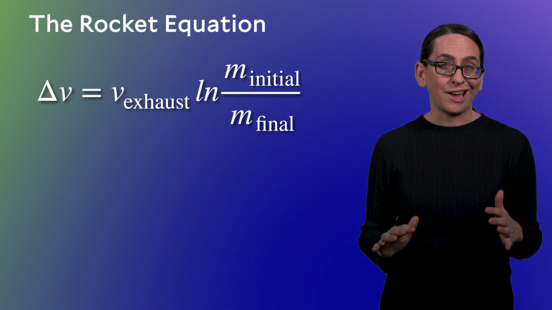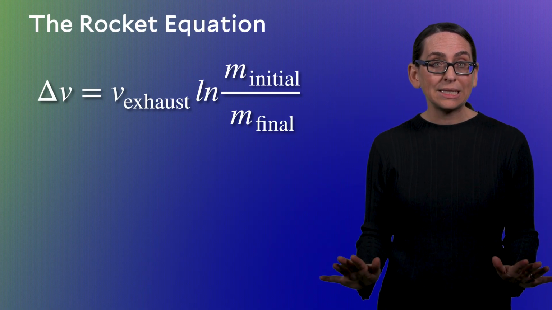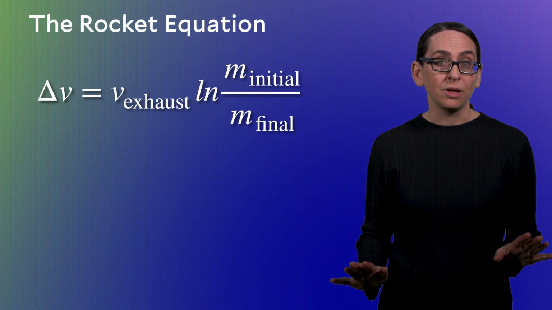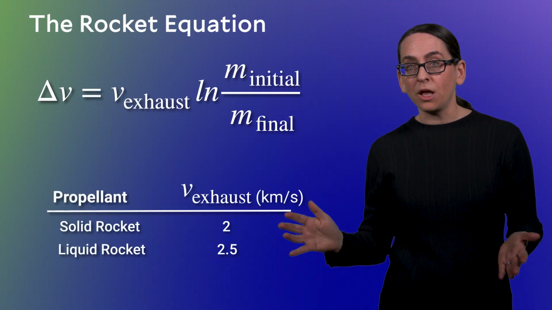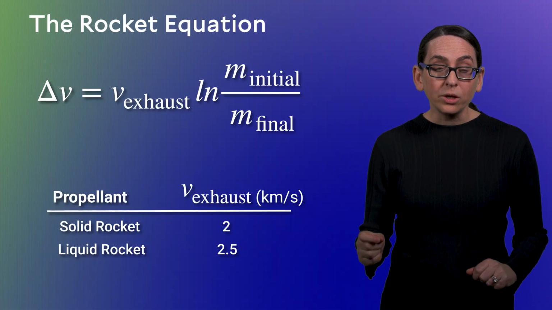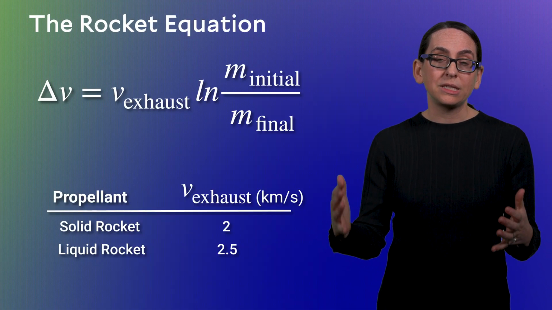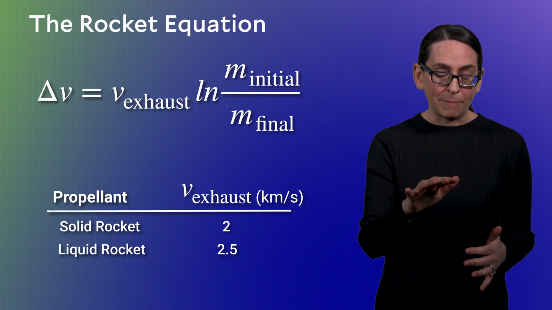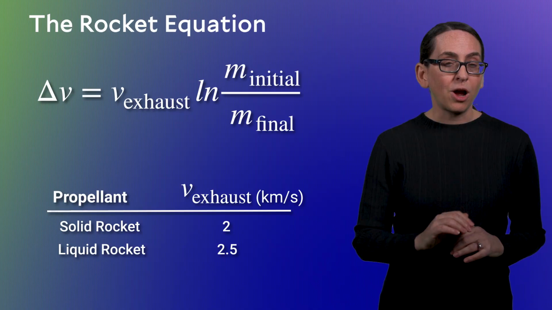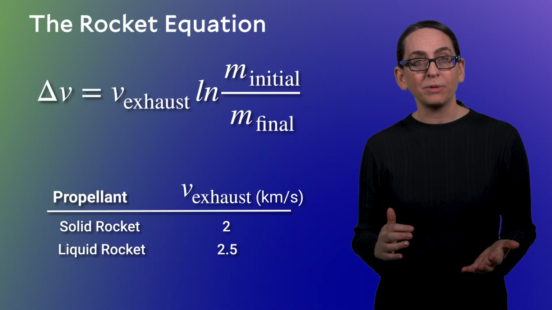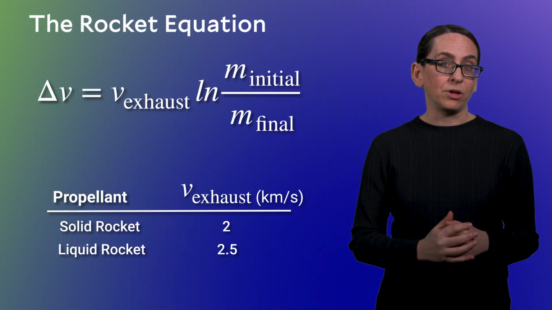Okay, so first we need to ask, what is the exhaust velocity? The exhaust velocity is completely set by what rocket fuel you've chosen. We can assume that this is a single constant value. So if you chose a solid rocket or a liquid rocket, you can look up the exhaust velocity in a table. And here's a simple version of such a table, so propellant type and exhaust velocity in kilometers a second. For solid rockets, the exhaust velocity is about 2 kilometers a second. For liquid rockets, the exhaust velocity is a little better, about 2.5 kilometers a second.